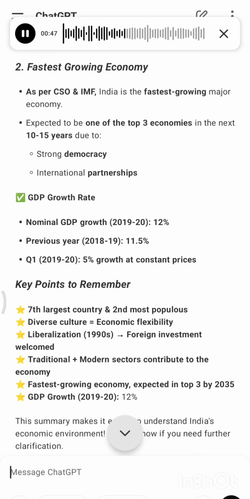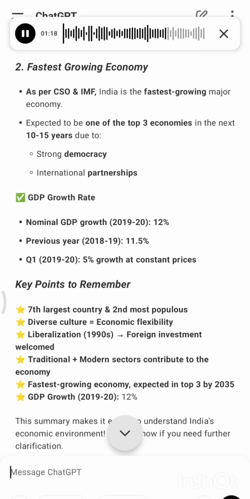2. Fastest growing economy. As per CSO and IMF, India is the fastest growing major economy. Expected to be one of the top 3 economies in the next 10 to 15 years due to strong democracy, international partnerships. GDP growth rate. Nominal GDP growth, 2019-20, 12%. Previous year, 2018-19, 11.5%. Q1 2019-20, 5% growth at constant prices.